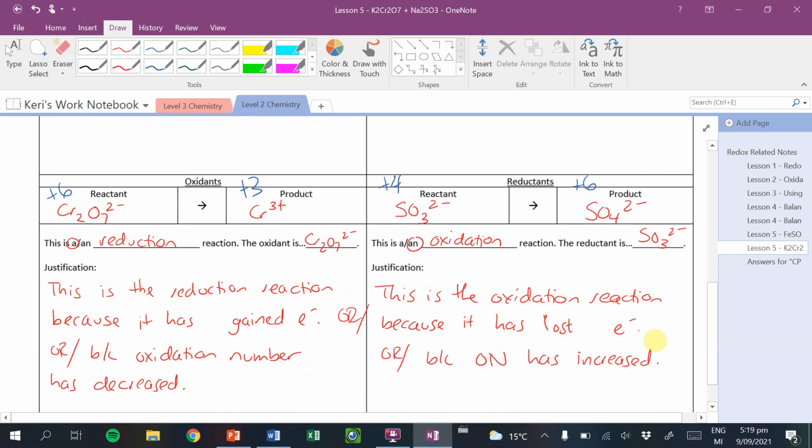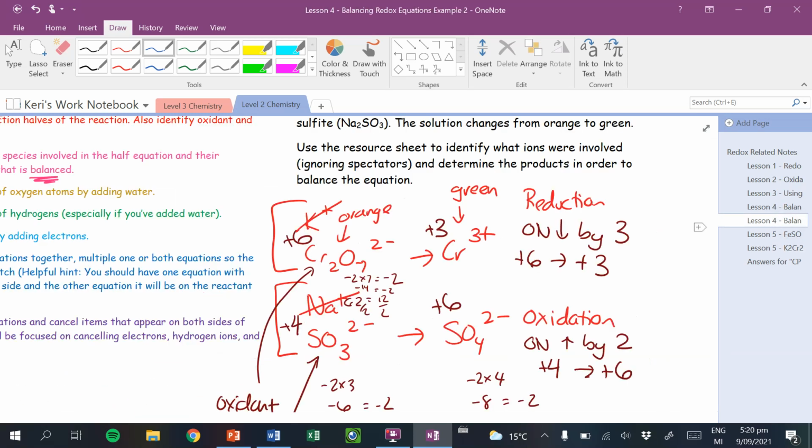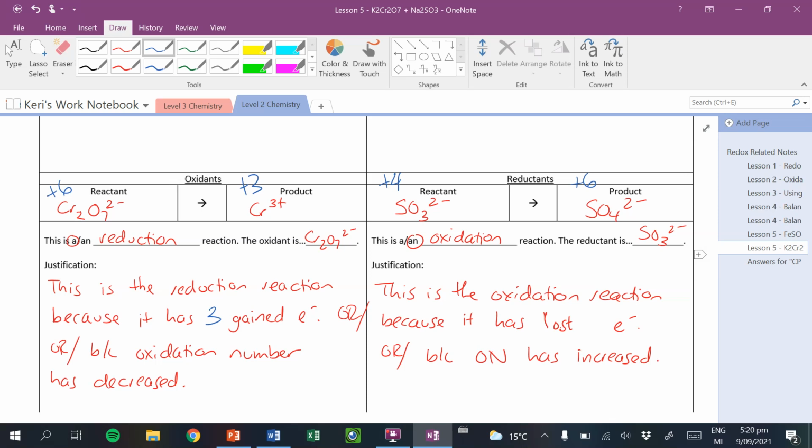Cool. So let's put in justifications. In this case, it's going to be gaining 3 electrons. Now be mindful that I want you to be referring to things per atom. So yes, there is 6 total when you're doing the actual reaction, but that's because there's 2 chromiums there. So do keep that in mind, and that's where you can make silly mistakes that are going to affect your answer.